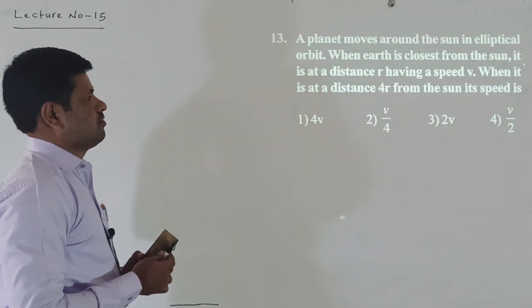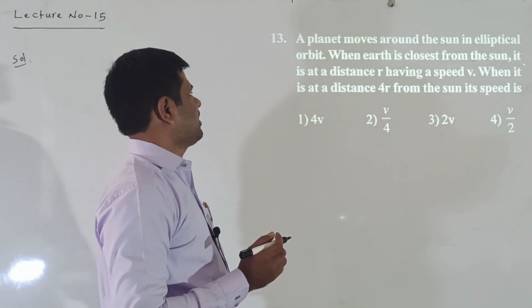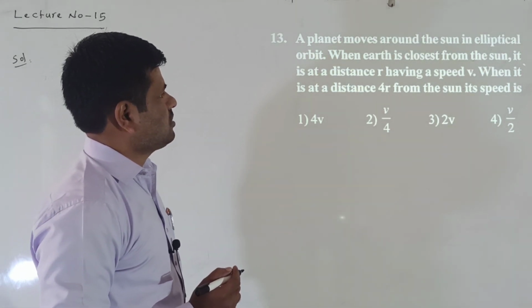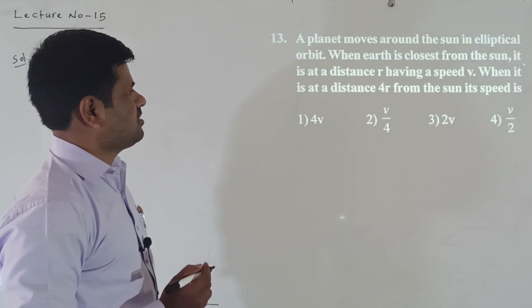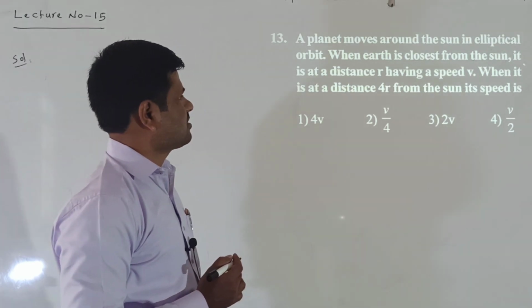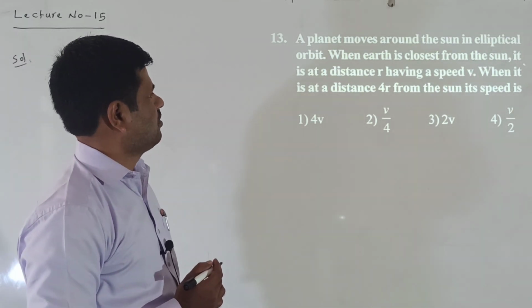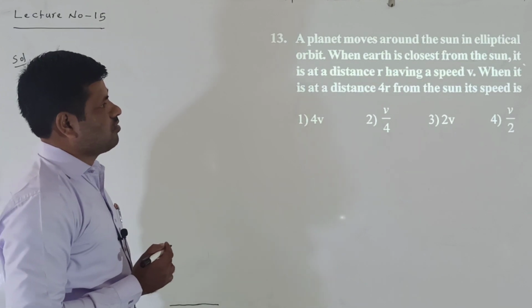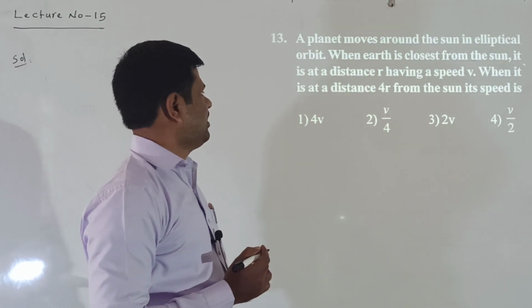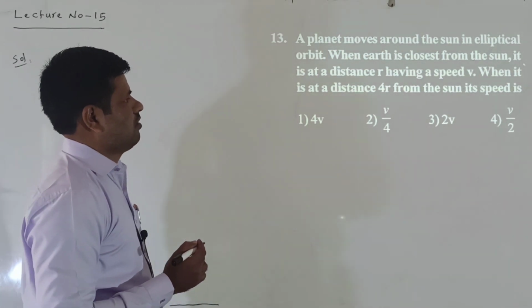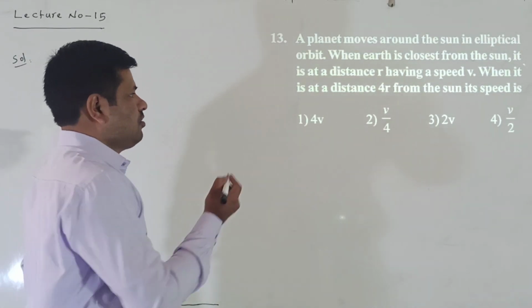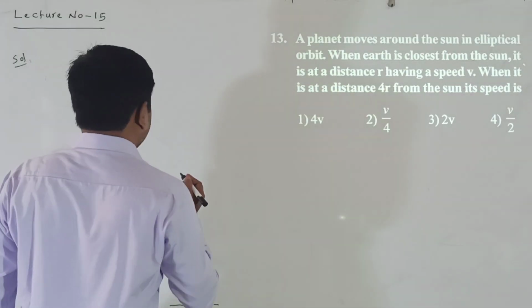A planet moves around the sun in an elliptical orbit. When Earth is closest to the sun, it is at a distance r having a speed v. When it is at a distance 4r from the sun, its speed is? Right, how to solve this question here?